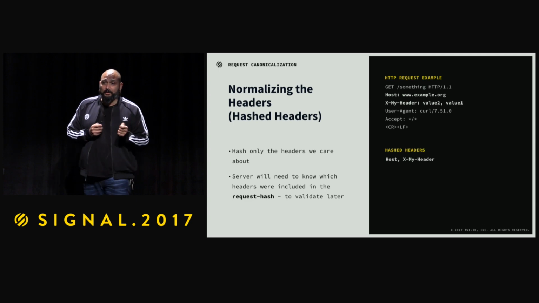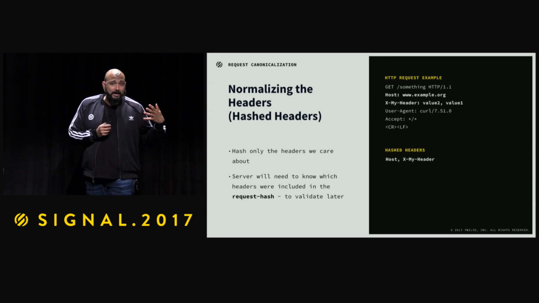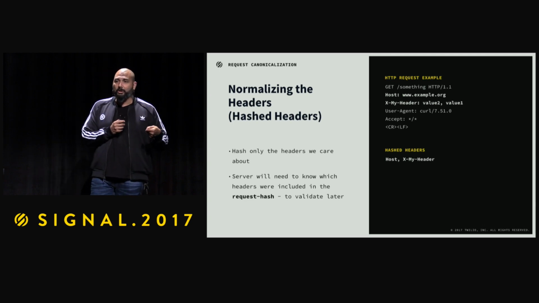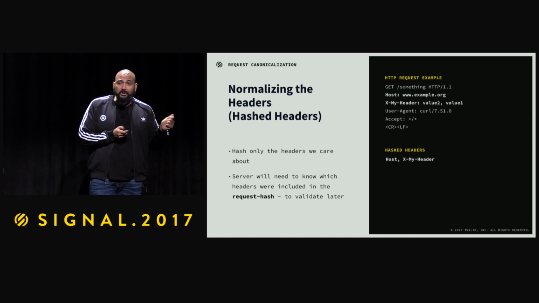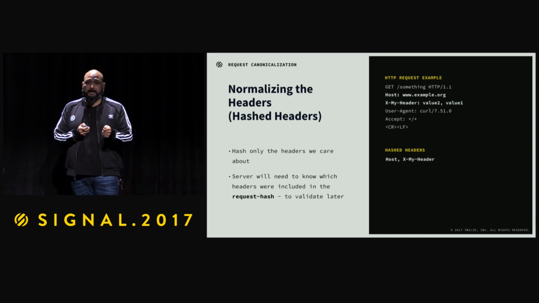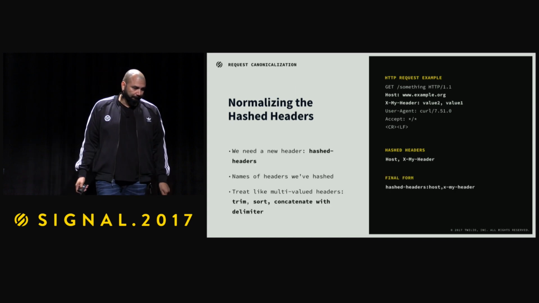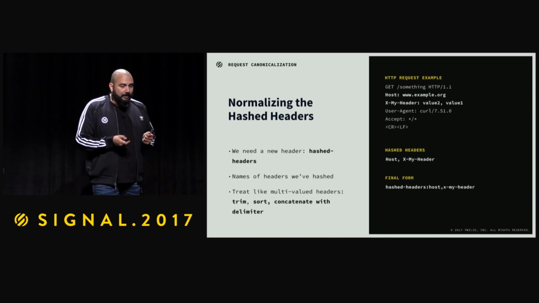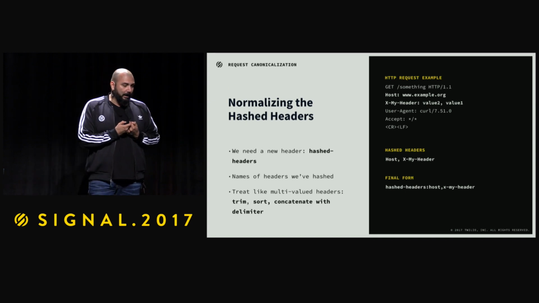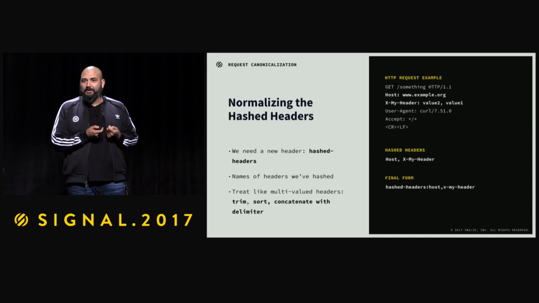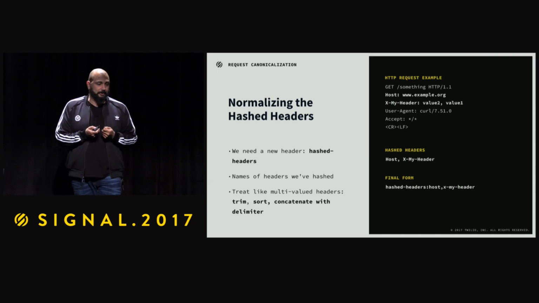Furthermore, we need to tell the server when we created the request hash which of the headers were included as part of that request hash. And the server is going to use that list of headers to validate later. So let's come up with a new header. We're going to call it hashed headers. And this is essentially the list of headers that we've used for our request hash.